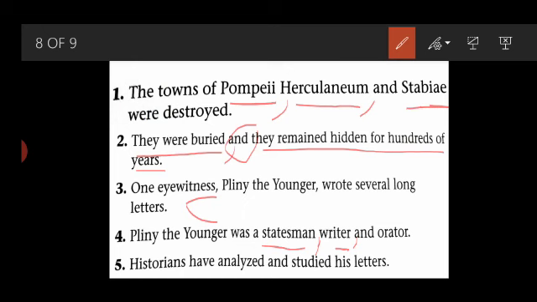Historians have analyzed and studied his letters. I have a compound verb. But how many verbs do you have? Three verbs? No, just two. So if you have just two verbs like that and that, do you have to use a comma before? Of course, no. So here the sentence will be a correct one. You got it? That's great.